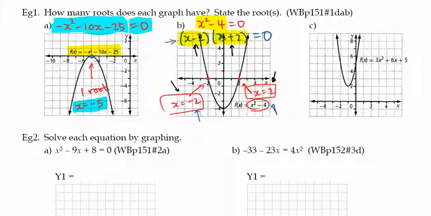So moving on to the last one, example 1c. Seeing how we don't have any x-intercept for this parabola, we have no roots for this quadratic equation. So once again, using the parabola for a quadratic function, we can then identify the zeros or the x value for your quadratic equation.